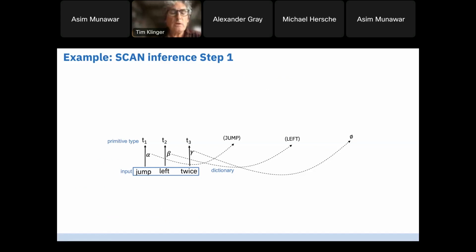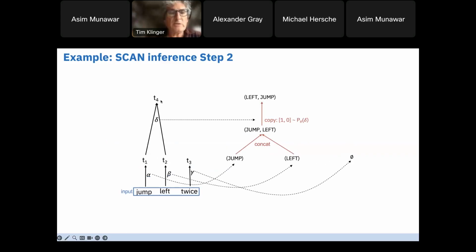Okay, so step two, we apply another grammar rule. In this case, we recognize that a T1 followed by a T2 is a T4. That's what the rule delta tells us. So the way to think about this is that the phrase jump left is an example of the type T4. It's in the type T4. So we already have our dictionary translation. Now what happens is that we've applied this rule delta, and we need to build a corresponding node in our semantic function that we're going to apply. And the node consists of two parts.